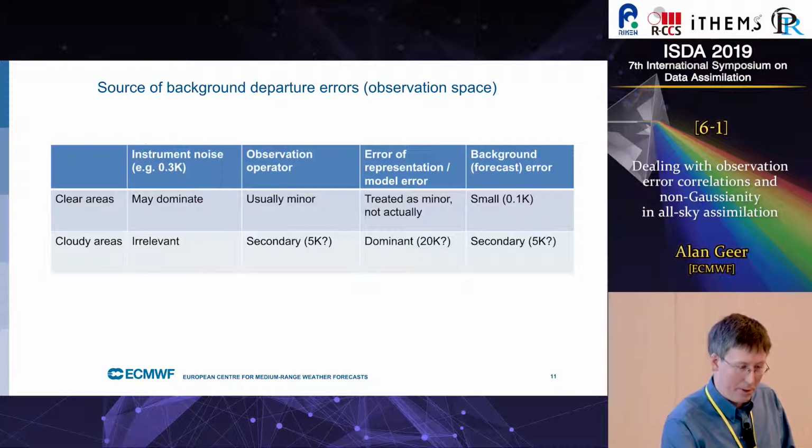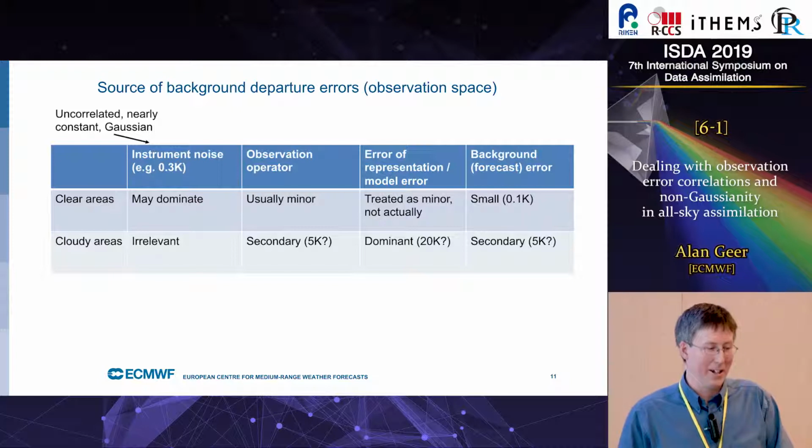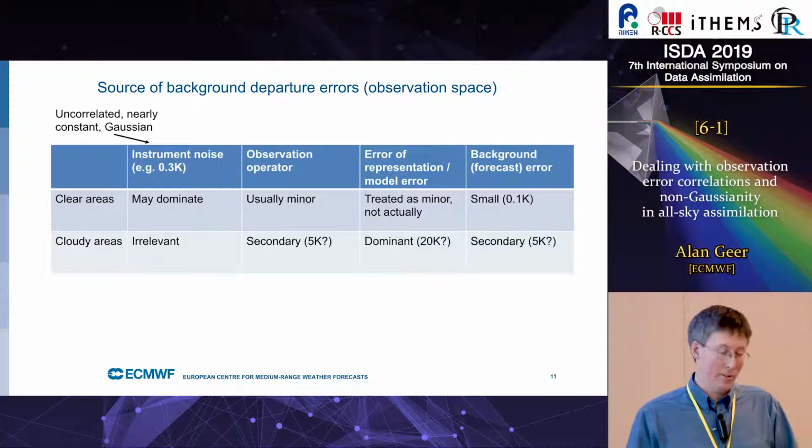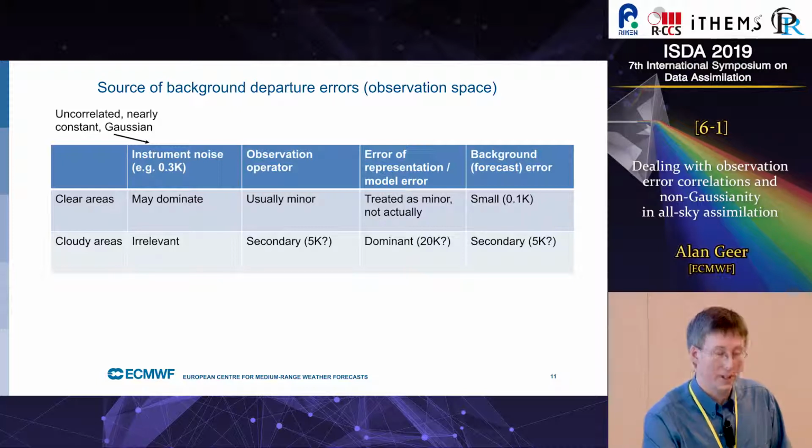So we're in a situation where the dominant error is something that's nearly globally constant, Gaussian, uncorrelated quite often. So you can get correlations in that, but that's quite an easy situation to deal with. And that's what we've been doing traditionally.